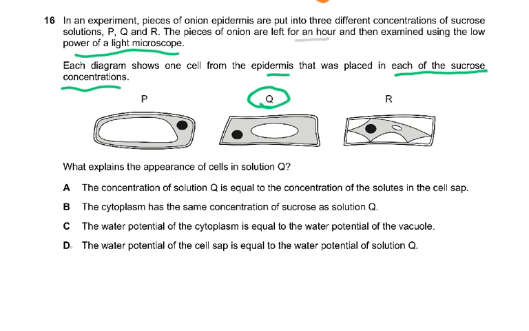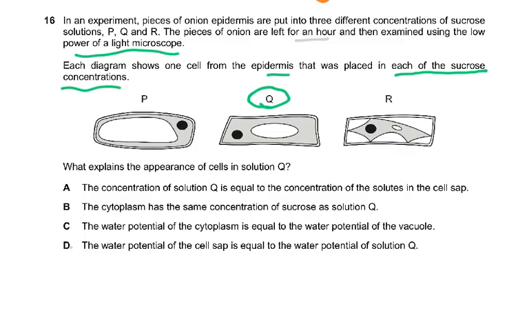The concentration of solution Q is equal to the concentration of solutes in the cell sap. So there should have been no net movement. But then you can see in P it's become fully turgid, in R it has plasmolyzed.